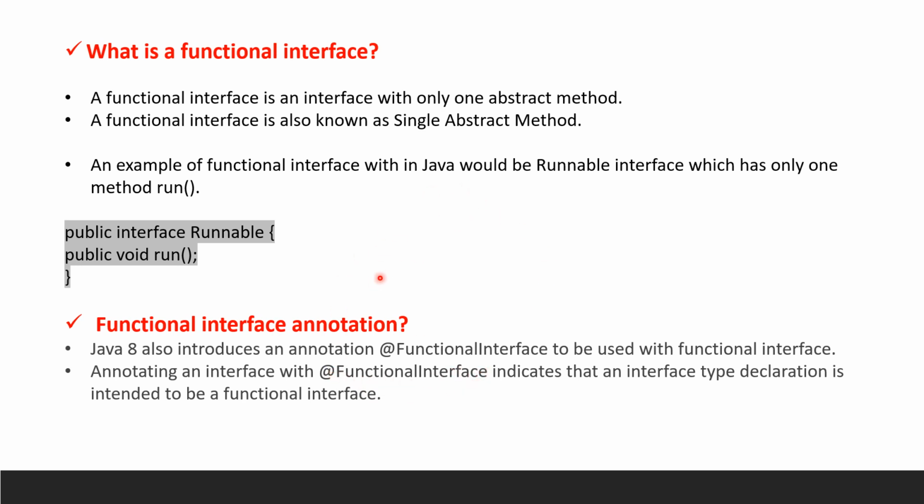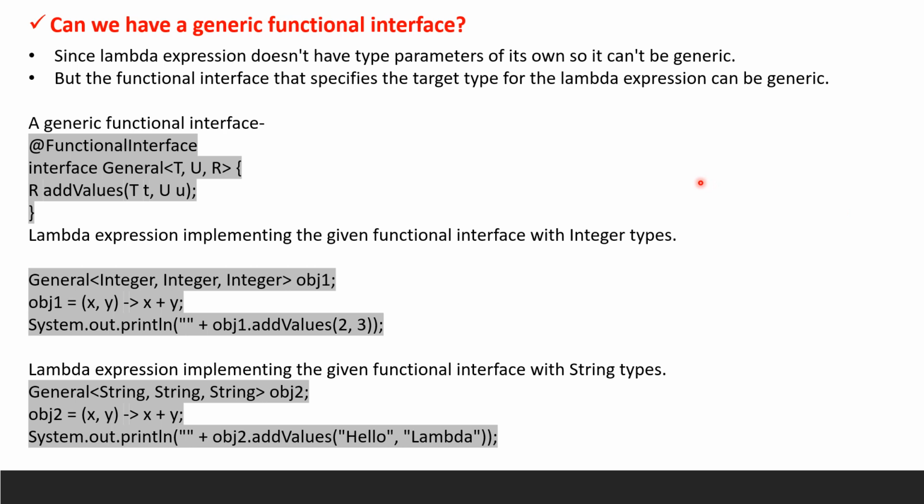So this is a functional interface, and we have seen the lambda expression. Now we can relate the lambda expression and the functional interface in Java 8, and it is one of the most important features in Java 8. So what is the next question?